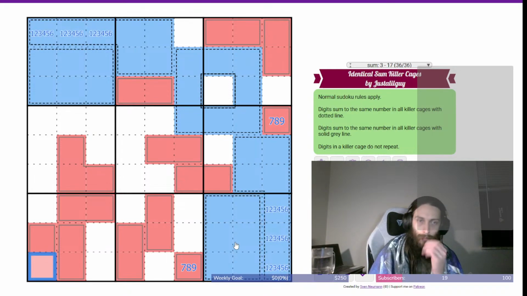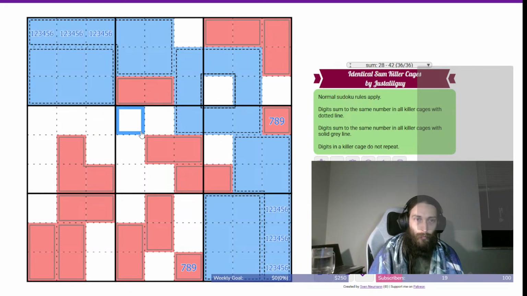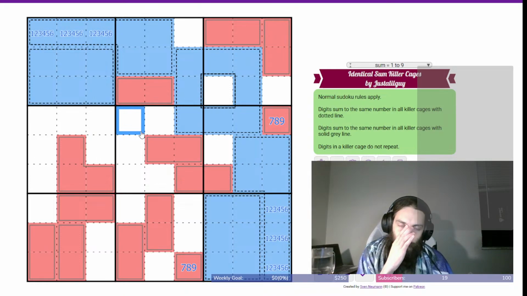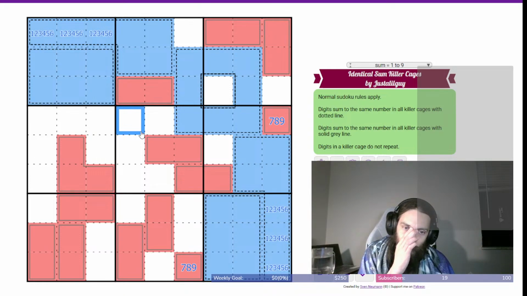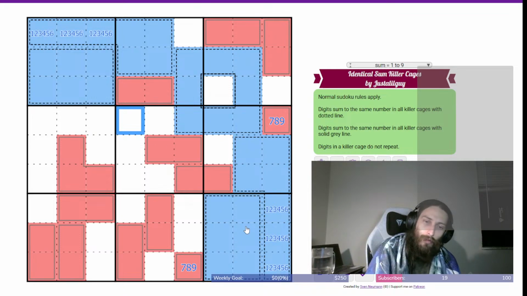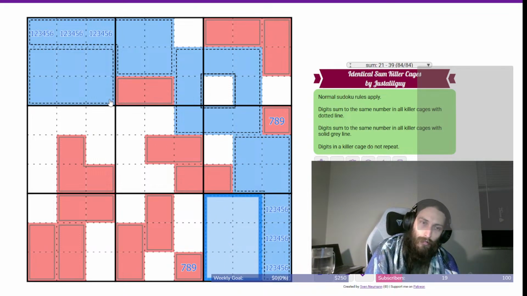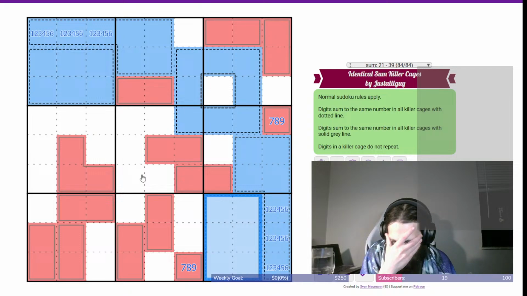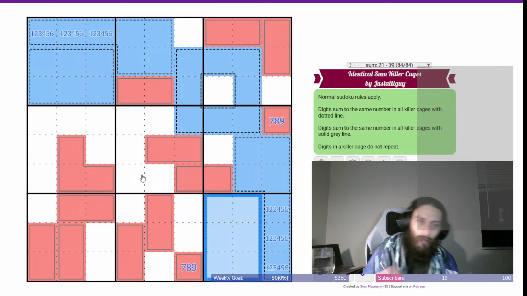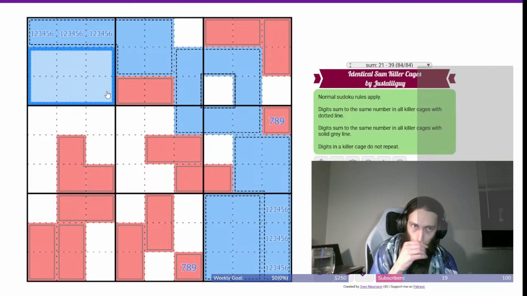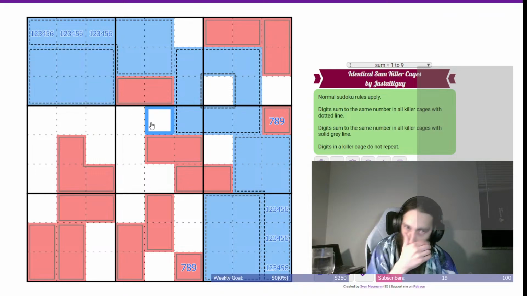No, that is true. But these have to be from 1 through 6. So we have all of 7, 8, and 9 in this one. I guess that's also true in this one. It's by default.